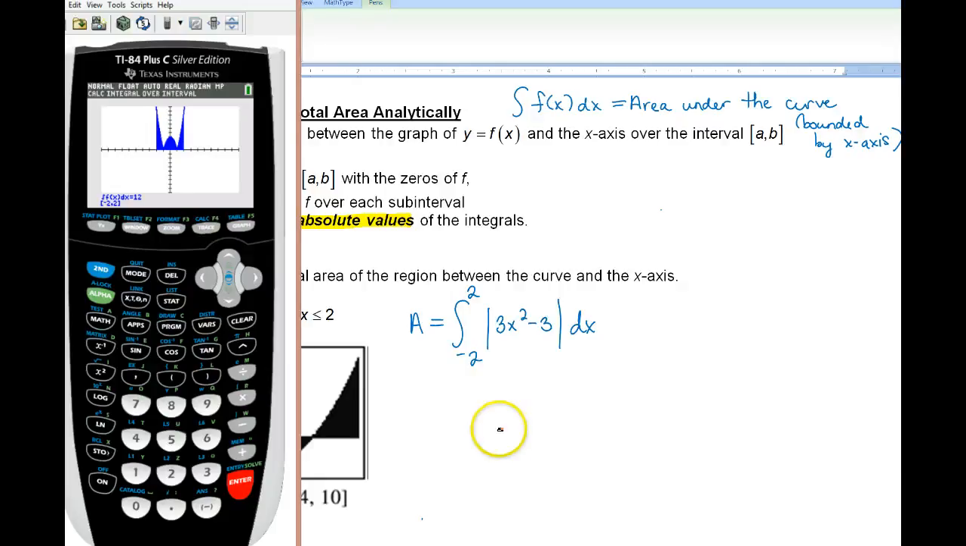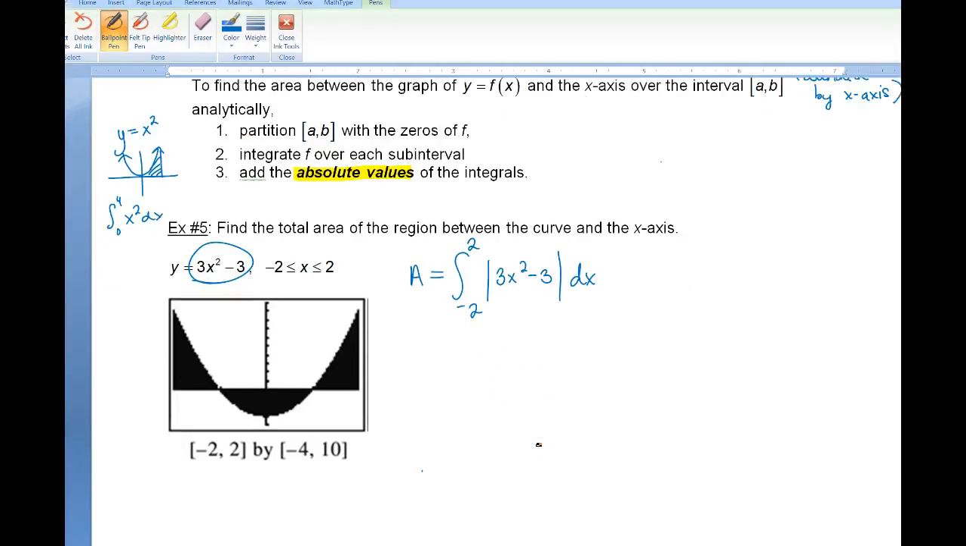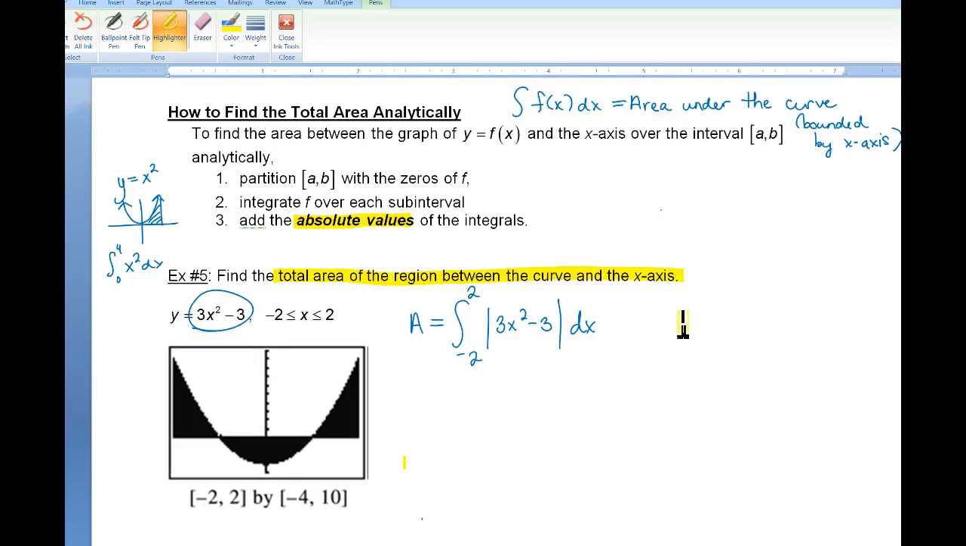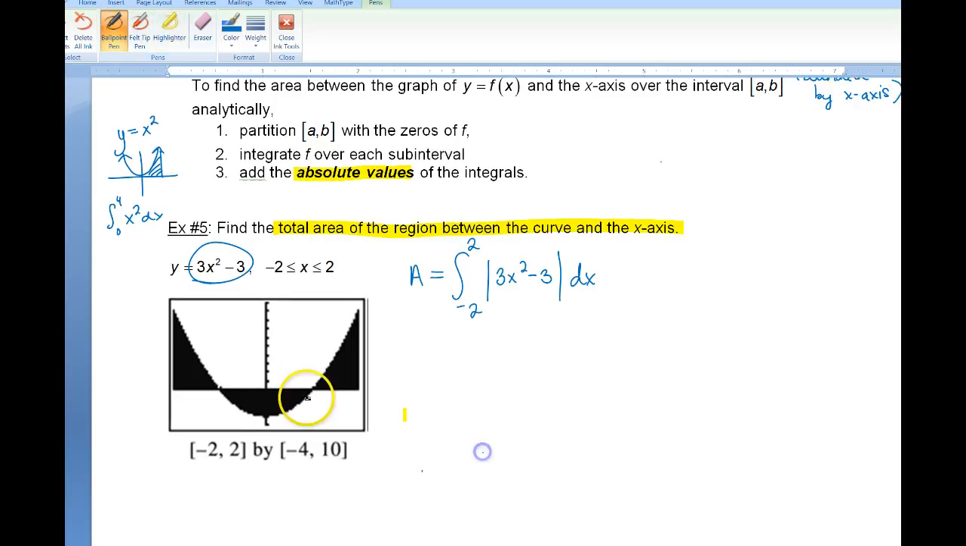So what is this to solve for? The area of the total function? Yeah, it's the area between, it says here, find total area of the region between the curve and the x-axis. So in other words, the whole point to this is that we want this to be positive.